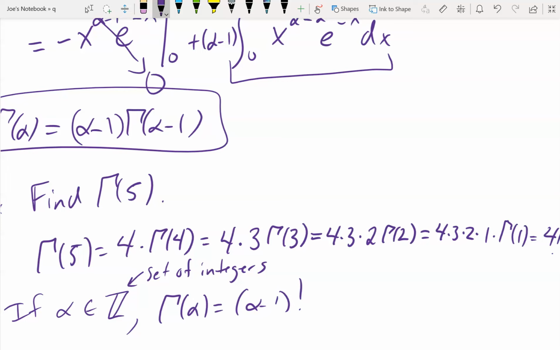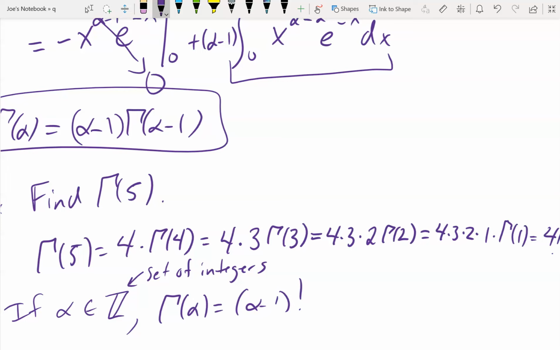Or if alpha is an integer, you'll pop an alpha minus 1 gamma of alpha minus 1. When you replace the gamma of alpha minus 1, an alpha minus 2 pops out. When you replace the gamma of alpha minus 2, an alpha minus 3 pops out until you get all the way down to 1. So you have alpha minus 1 times alpha minus 2 times alpha minus 3 all the way down to 1. So you get alpha minus 1 factorial.